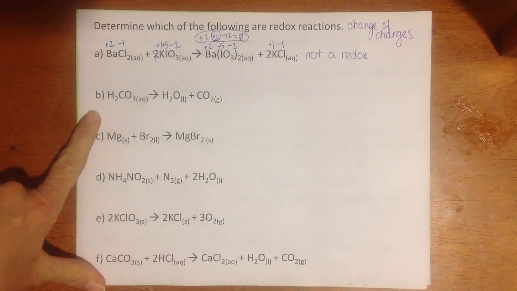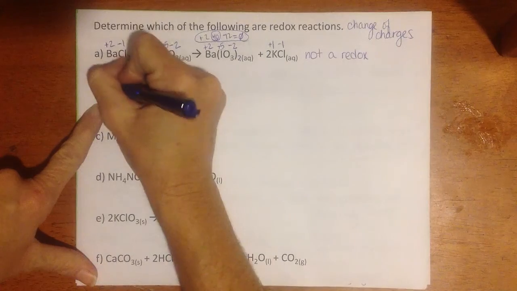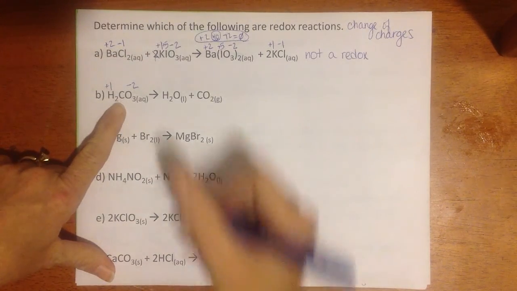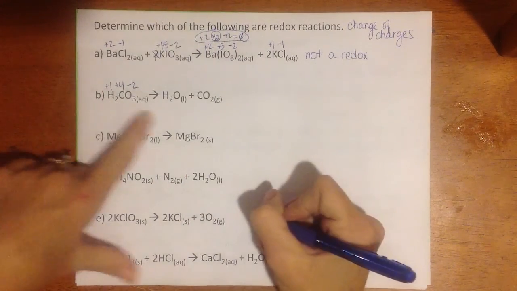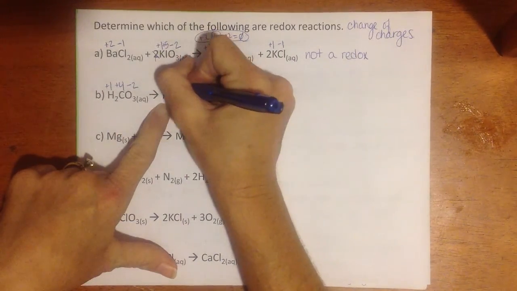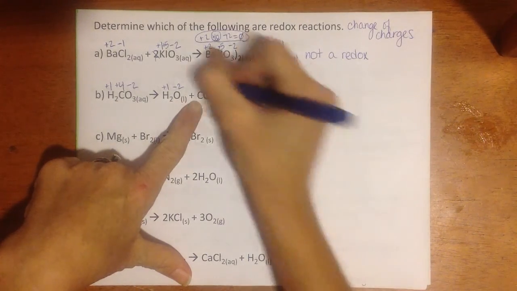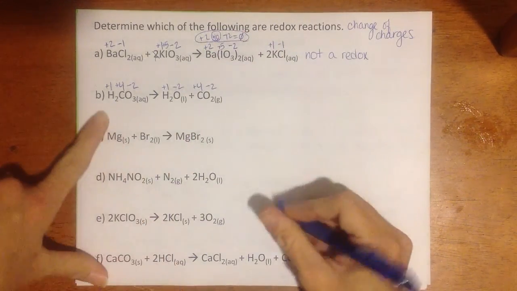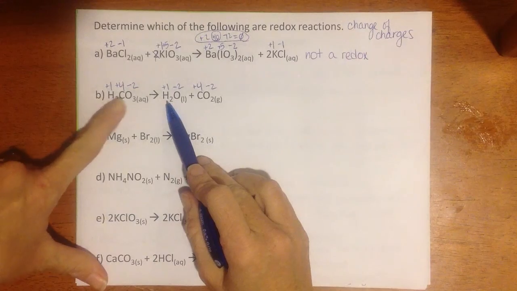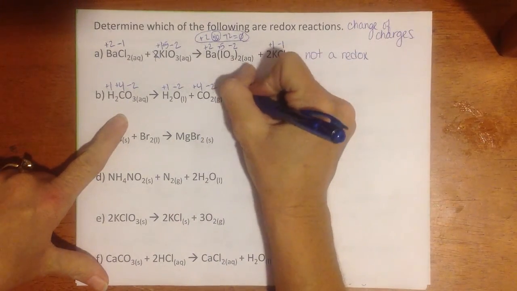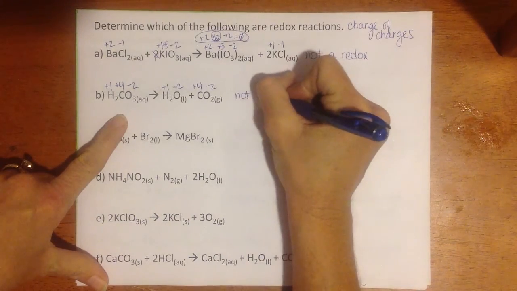Okay. So I'm gonna keep doing that. Hydrogen and oxygen are assigned. Carbon will fill in the blank. Hydrogen and oxygen are assigned. Oxygen's assigned. Carbon will fill in the blank. Hydrogen, carbon, oxygen, not a redox.